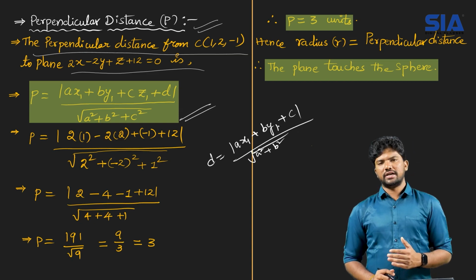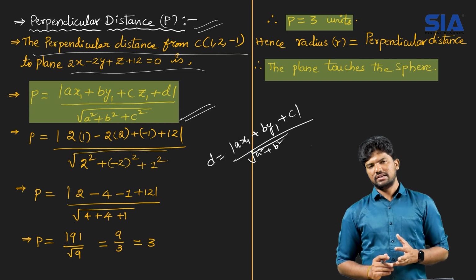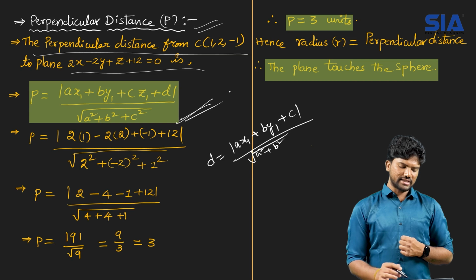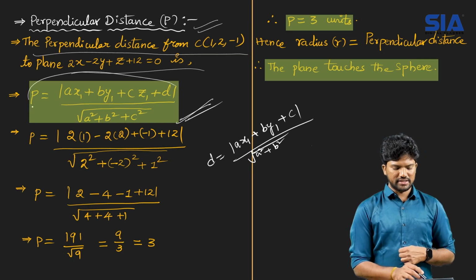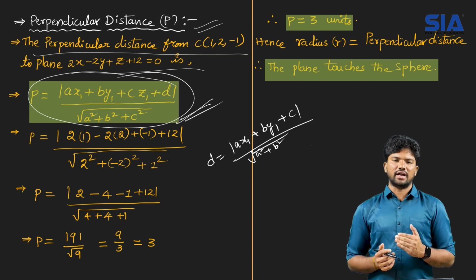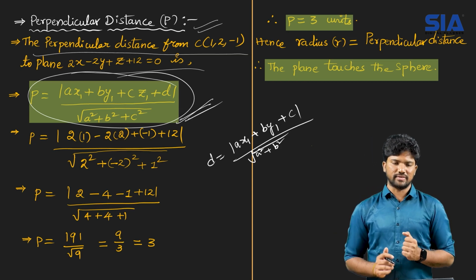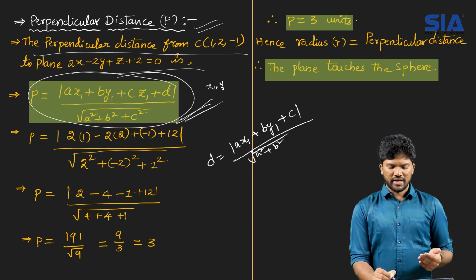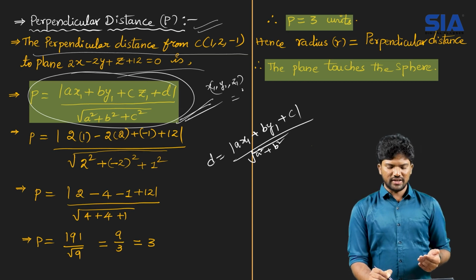But the sphere is always three dimensional, therefore we'll get three coordinate axes. So for the three coordinate axes, this is the formula. Small p is equal to mod of ax1 plus by1 plus cz1 plus d, divided by the square root of a square plus b square plus c square. Substitute the corresponding values. Here x1, y1, z1 is equal to the center of the sphere.